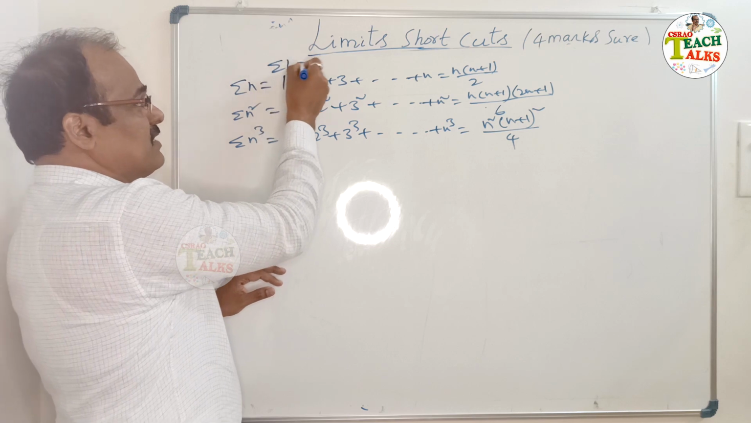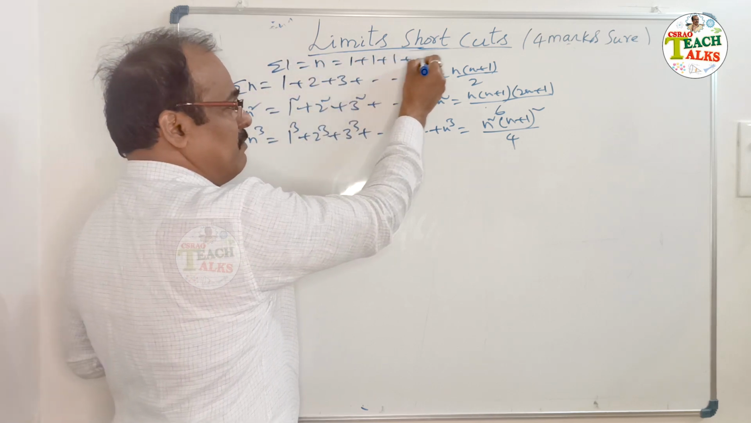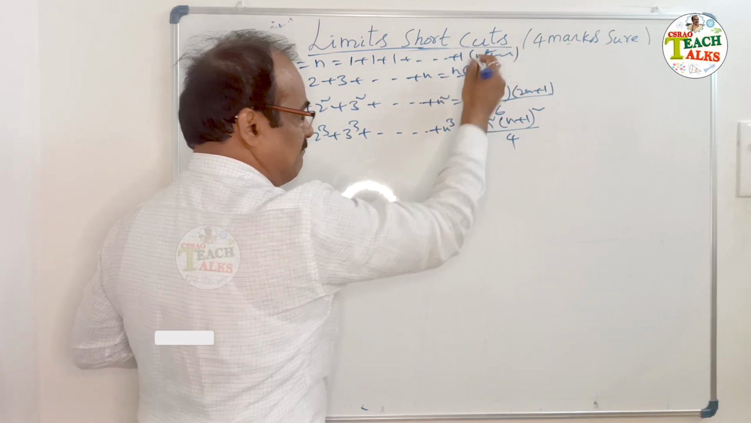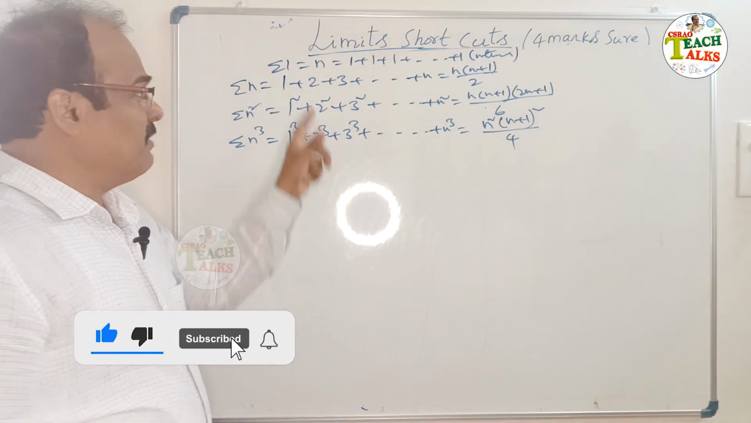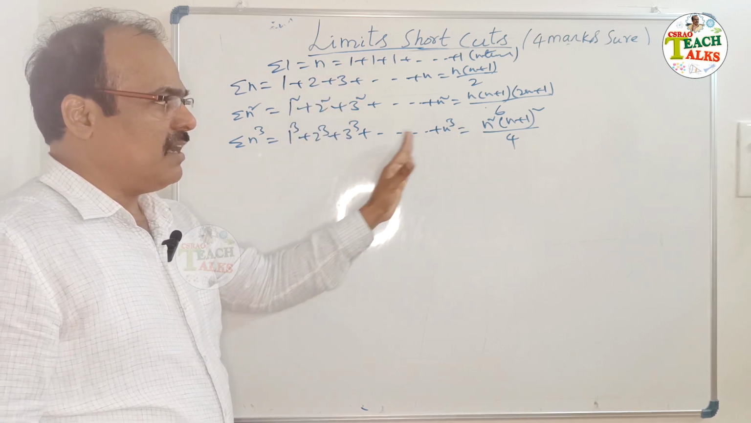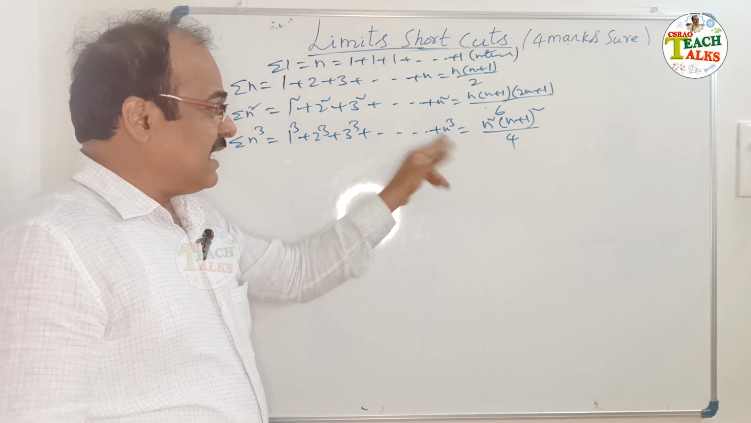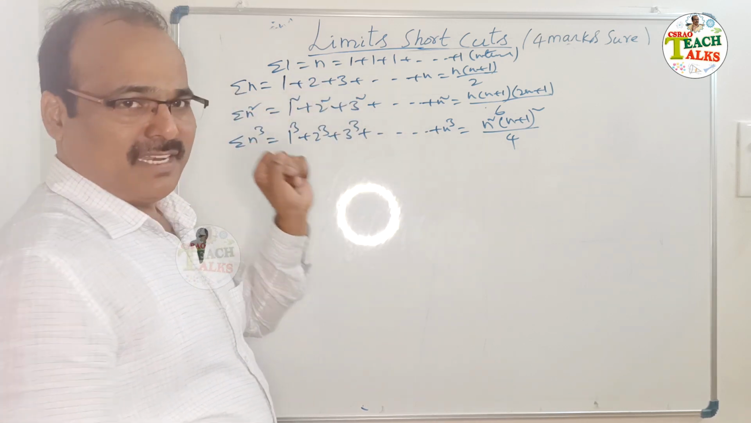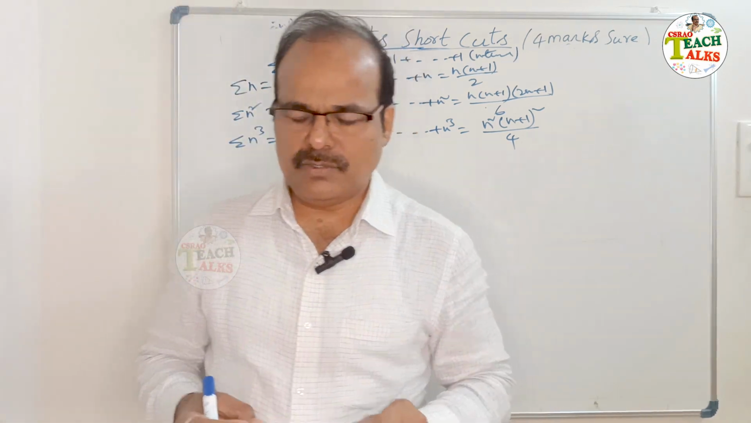Sigma 1 is also there. Sigma 1 means n. N means 1 plus 1 plus 1 plus and so on plus 1, n times. N times of 1, that is n only. It is also sigma 1. Sigma 1 will always be written as n only, if it is up to n terms. Up to 10 terms, 10. Up to 100 terms, 100. Like that. Okay. Now, we are going to teach one shortcut using this one.